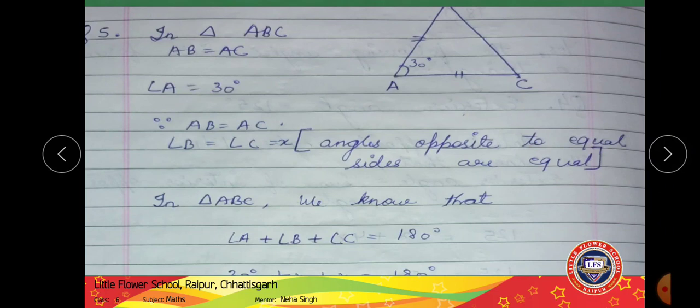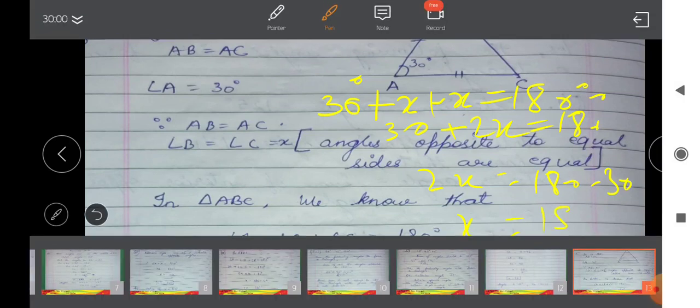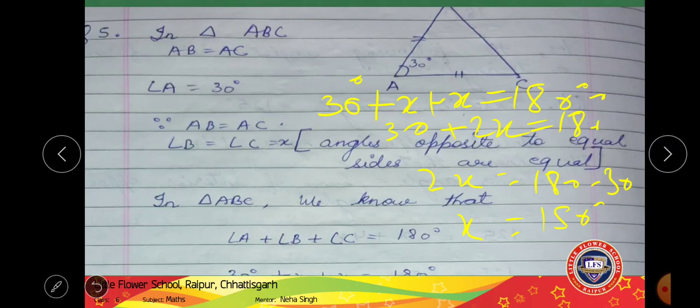So now putting the values, I am going to solve it here. Value of angle A is 30 degree plus angle B is X plus angle C is X equals 180 degree, right? So 30 plus X and X is 2X equals 180 degree. 2X is 180 minus 30, which is 150 degree. So X will be 150 upon 2, which is 75 degree.